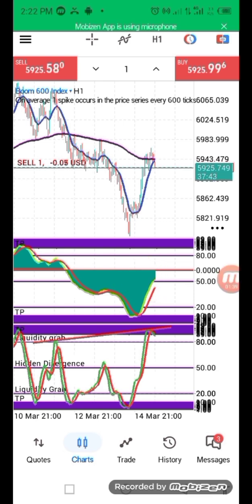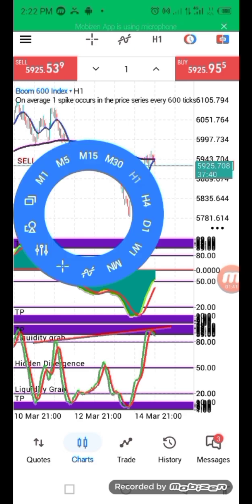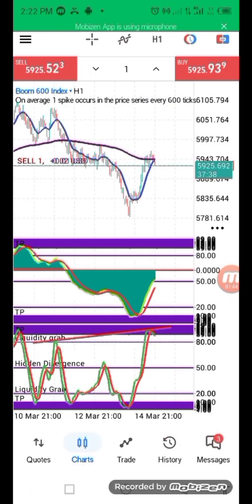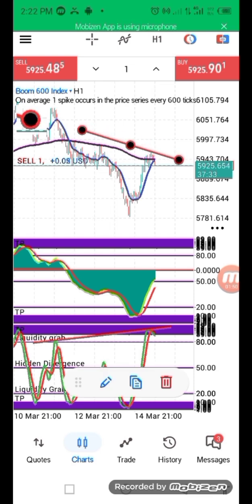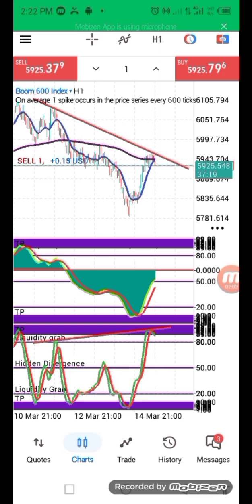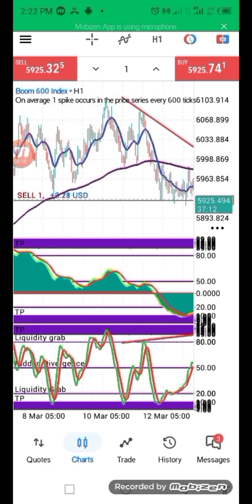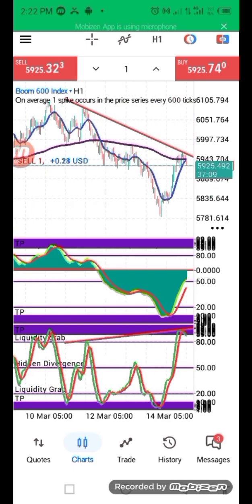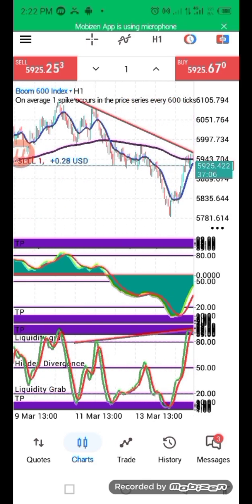Okay, let's look at the chart. Here, price is making a lower high and a lower low. So this kind of divergence indicates continuation of trend. So we are in a downtrend here.